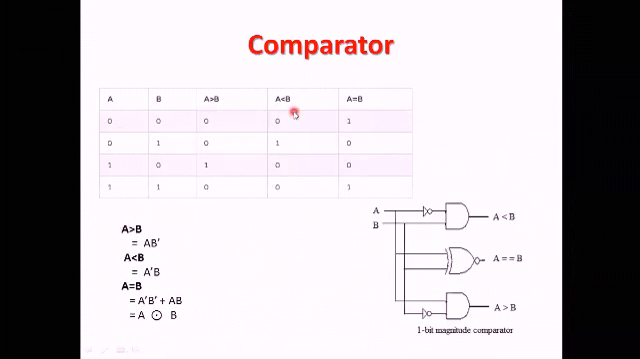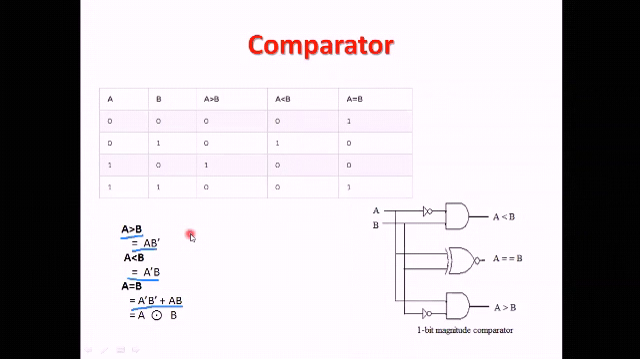So again, here we will be finding the expressions. Already we have done this in the previous slide, but here it is written like this. So just see, this is the truth table. Here the expressions are given. A greater than B is A B bar, A less than B is A bar B, and A equal to B is A bar B bar plus AB. Now this one is equal to what? This expression is nothing but the expression of A XNOR B. So you can write it like this, A XNOR B.